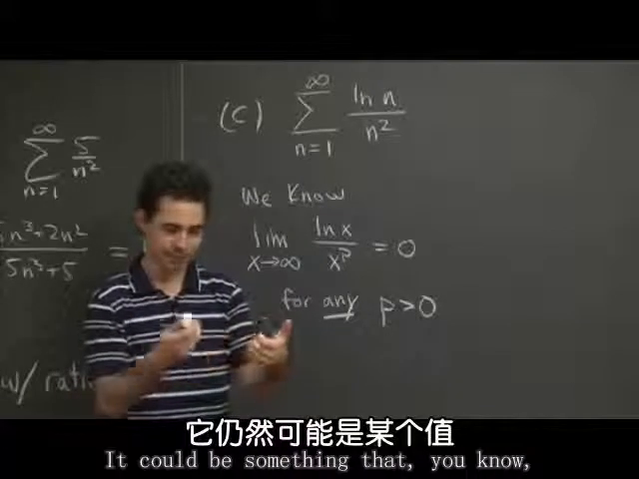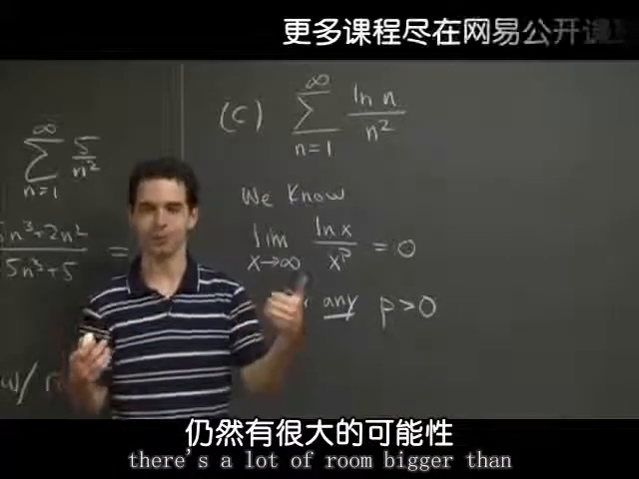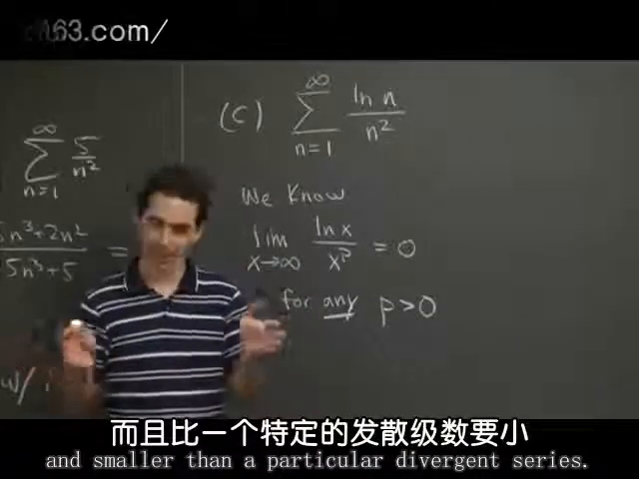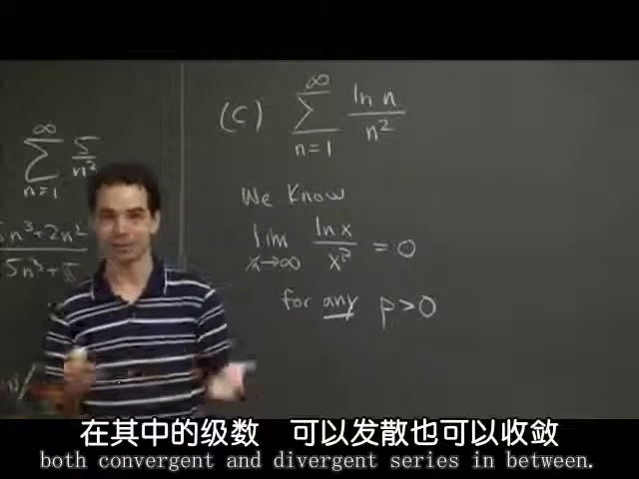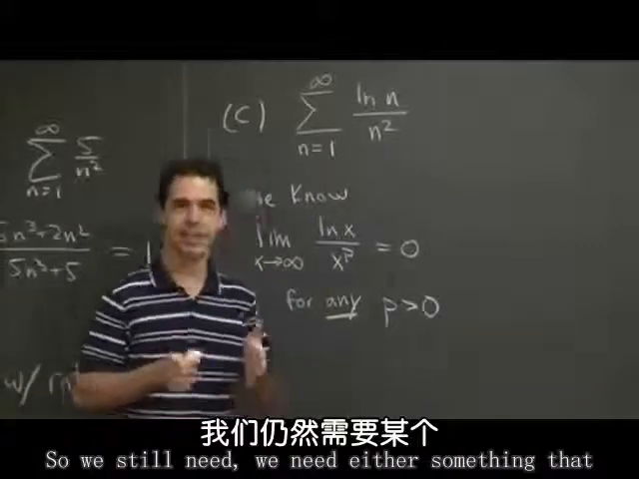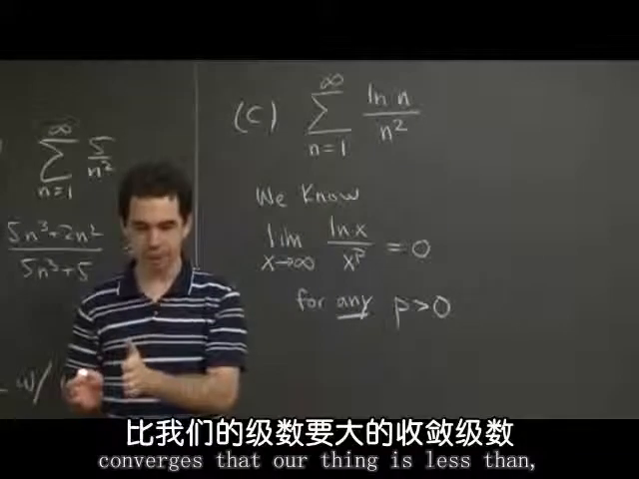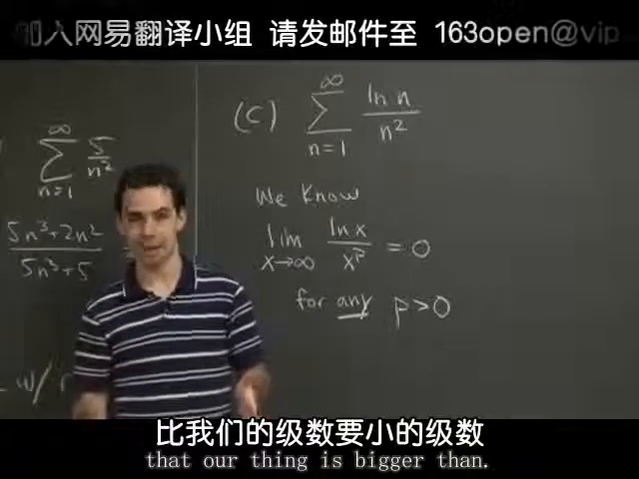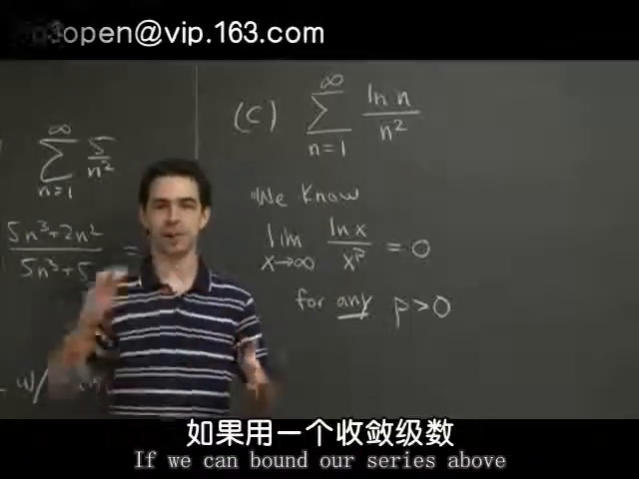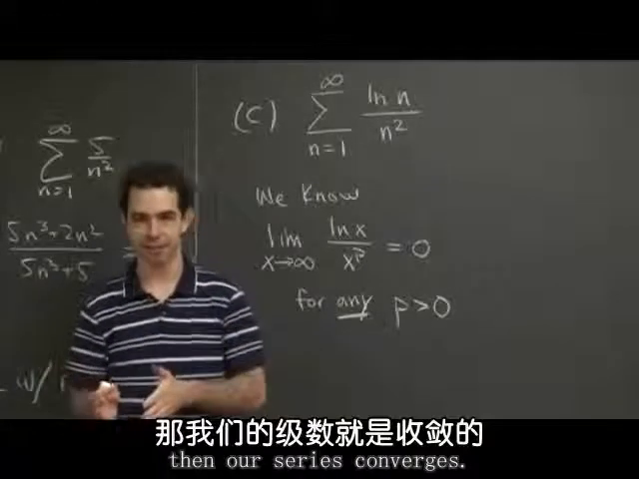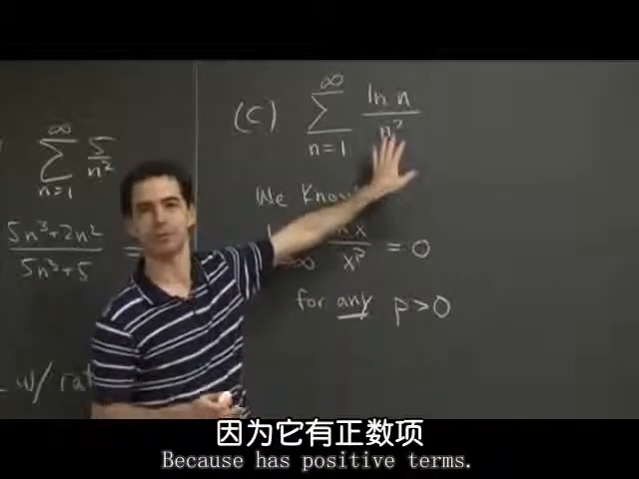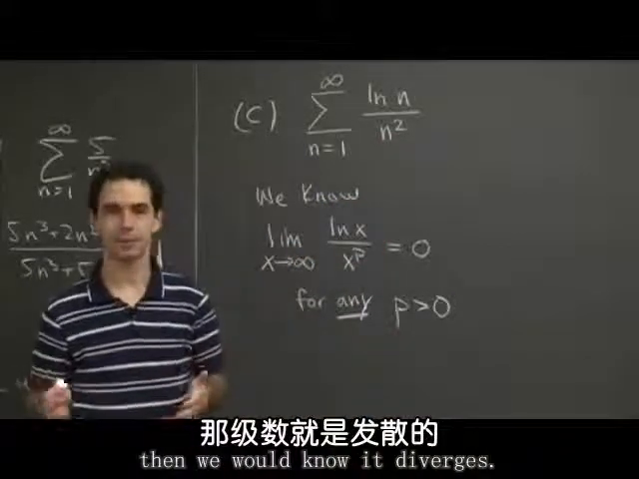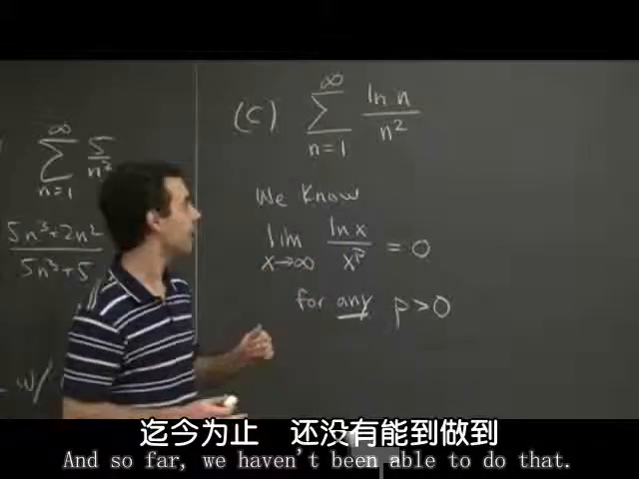There's a lot of room bigger than a particular convergent series and smaller than a particular divergent series. And in particular, there are both convergent and divergent series in between. So we still need either something that converges that our thing is less than, or something that diverges that our thing is bigger than. Right? If we can bound our series above by something convergent, then our series converges because it has positive terms. This is important. Or if we can bound it below by something that diverges, then we would know it diverges. And so far, we haven't been able to do that.